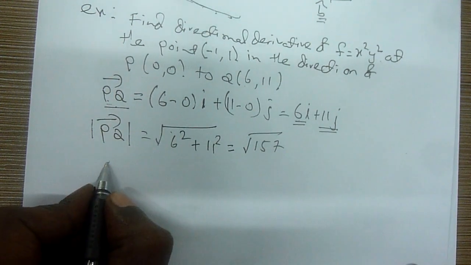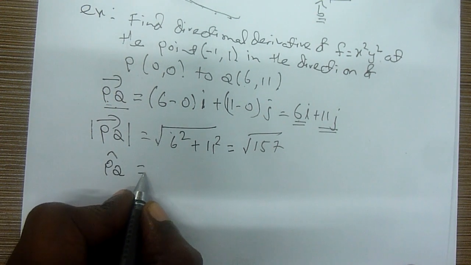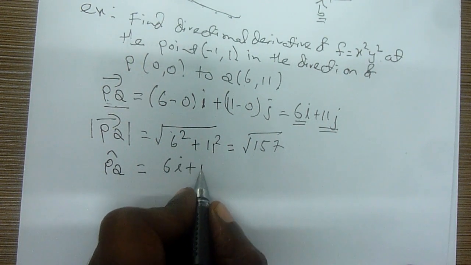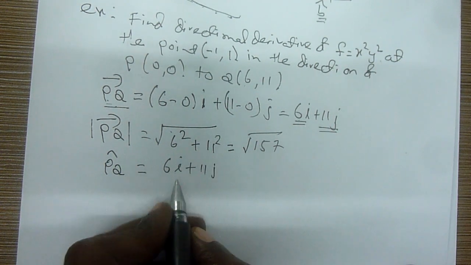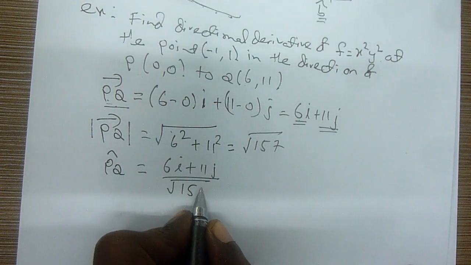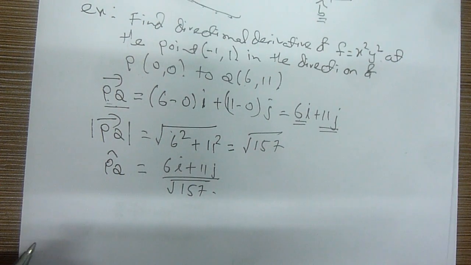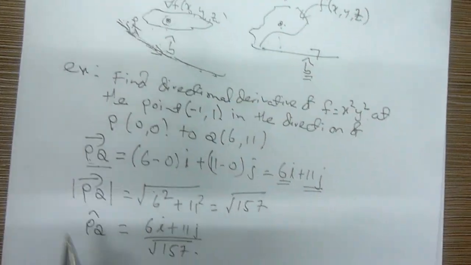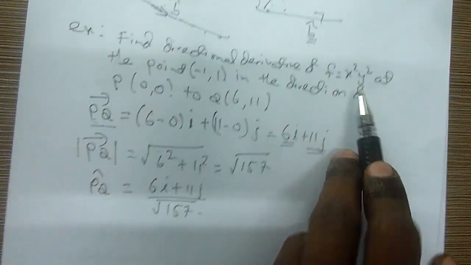Therefore, what is the unit vector of PQ? Unit vector is the vector of PQ divided by the magnitude of PQ. Okay, now how do I calculate del F? How do I calculate the del F?